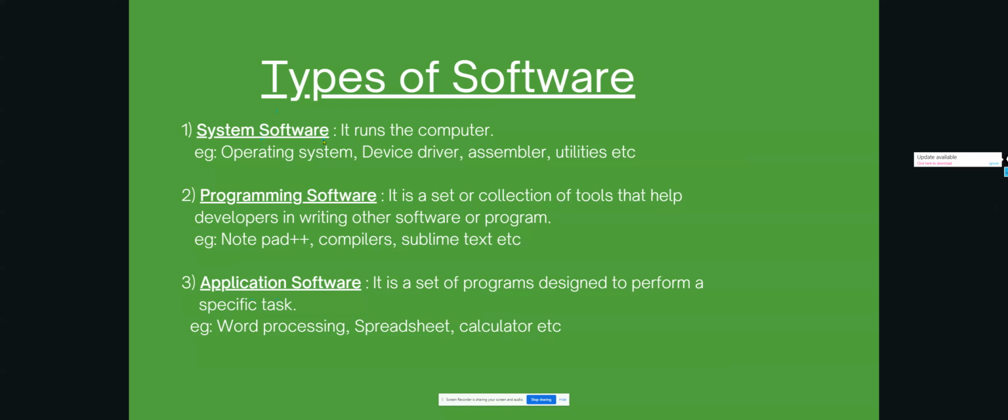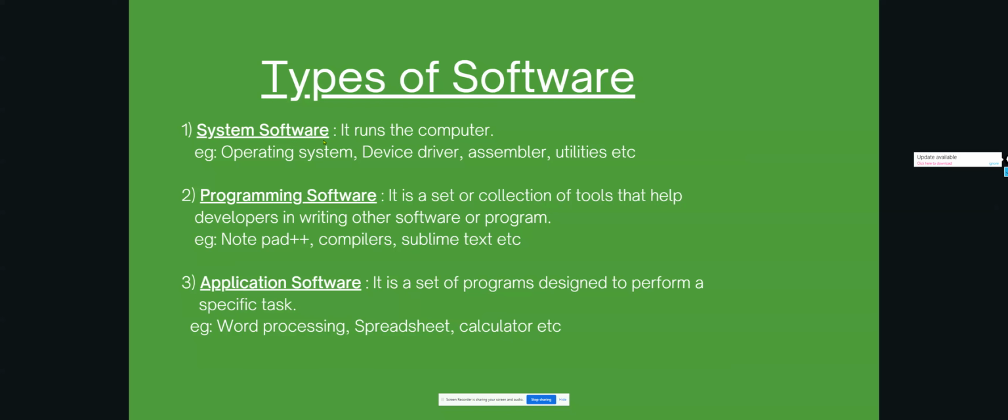What is the work of the system software? It runs the computer. The system software is the main software that runs the computer when you turn it on. When you turn on the computer, it runs certain software. It activates the hardware and controls and coordinates their functioning.